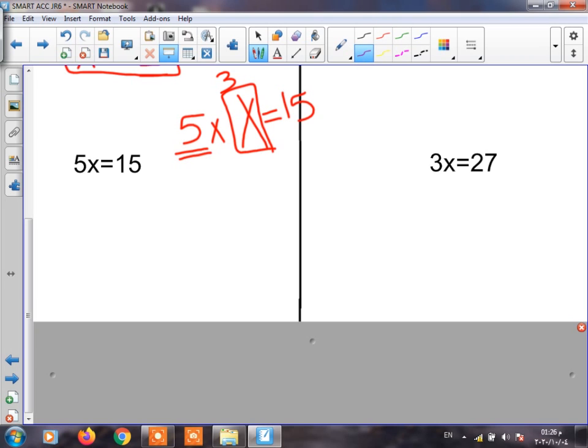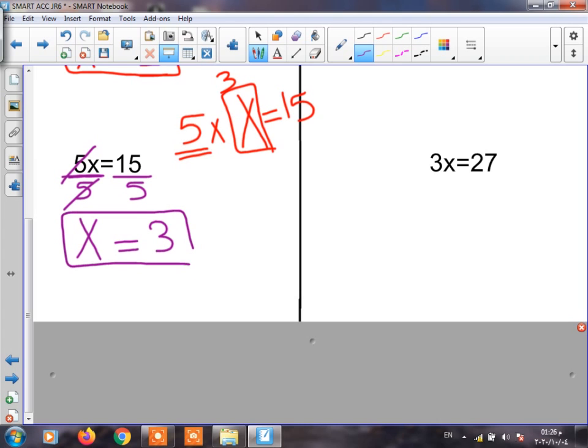15. Now I want to get the value of x. How can I get the value of x? By dividing the whole side by 5. Okay? Because 5 divided by 5 equals 1x, and 15 divided by 5 equals 3. So the value of the unknown here will be x equals 3. So I solved this equation and the result will be 3. If I make here 5 times 3, the result will be 15.